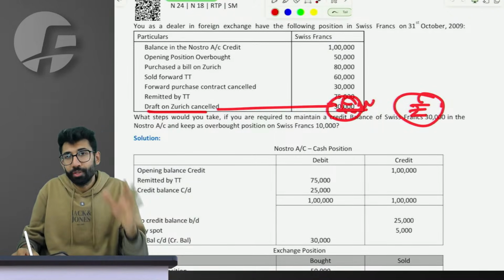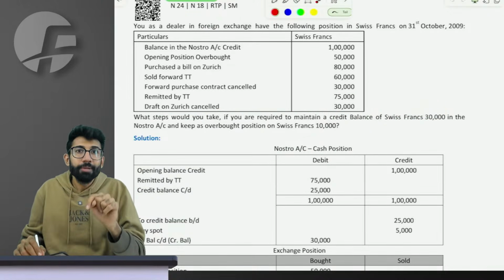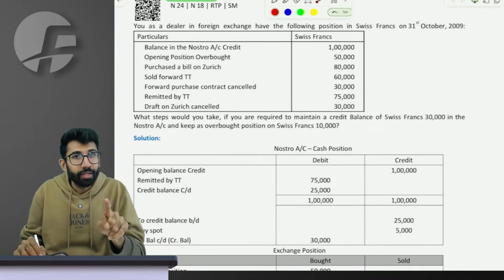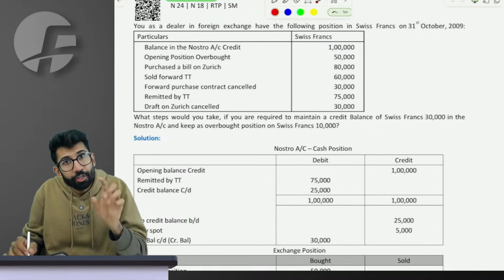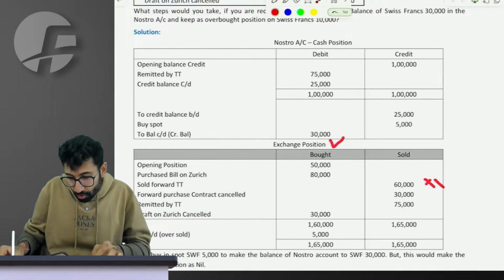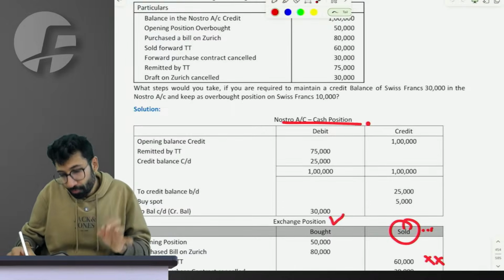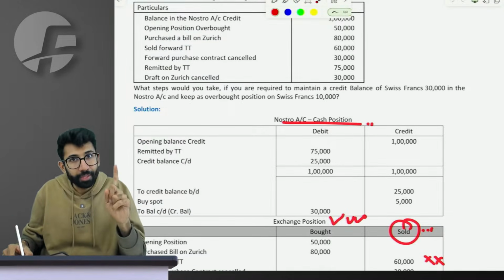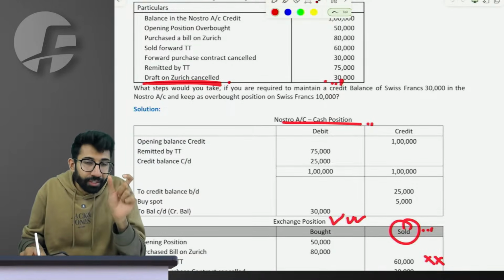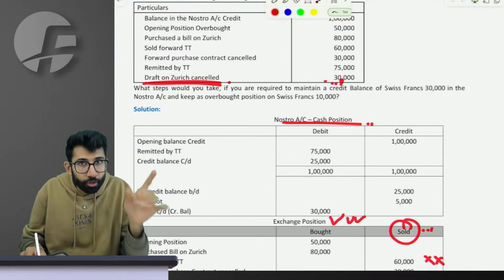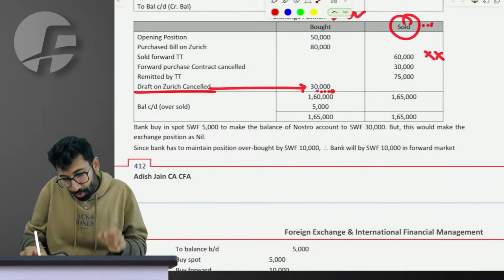That is how the draft works. When the draft was issued, please understand, do you people agree? At the time of issuing the draft, I knew that I have received the rupee against which I'll have to pay the Swiss franc on a future date. I must have shown that in the exchange position in the sold side, because that outflow had to happen, right? Cash position would not have been affected, but exchange position would have been. Now, when that draft is cancelled, I will need to nullify the effect of it. When 30,000 was supposed to go out, now it will not, because the draft is cancelled, and accordingly I'll have to nullify the effect. I'll have to now show it as inflow.